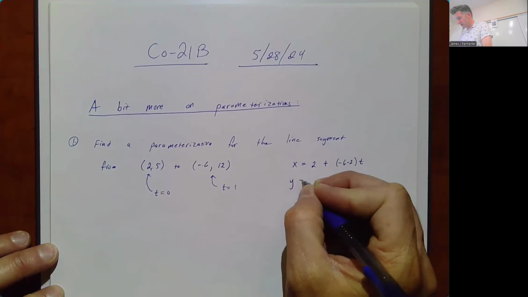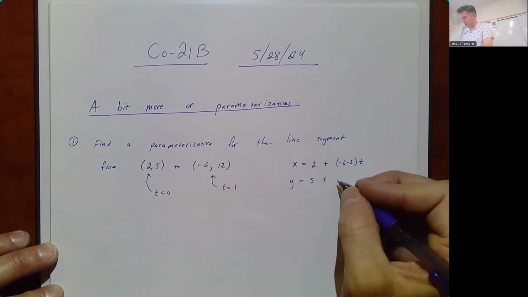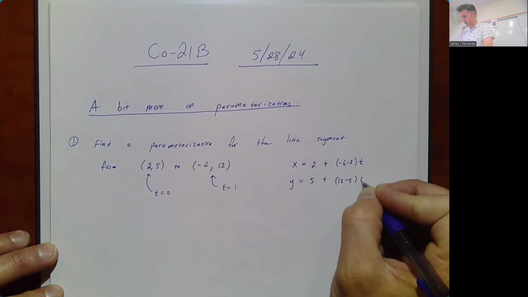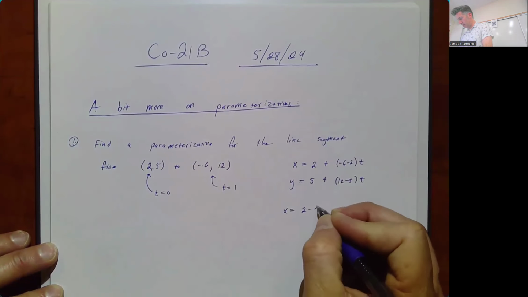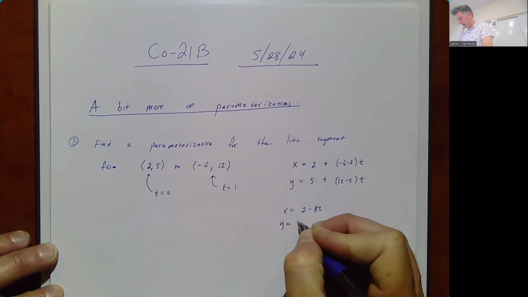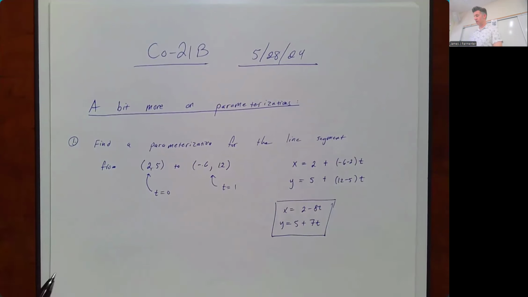Similarly for y, the starting value is 5, and the difference is 12 minus 5 times t. So we could write this more succinctly as x equals 2 minus 8t, and y equals 5 plus 7t. That would be one way of parameterizing this line segment that begins at the point (2, 5) and ends at the point (-6, 12). You can check for yourself: if you plug in t equals 0, you get the point (2, 5). Plug in t equals 1, you get 2 minus 8, which is -6, and 5 plus 7, which is positive 12. But they can be more difficult.